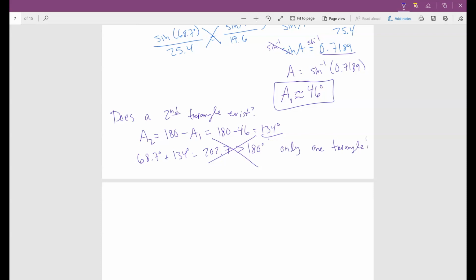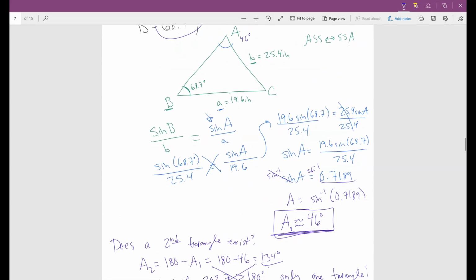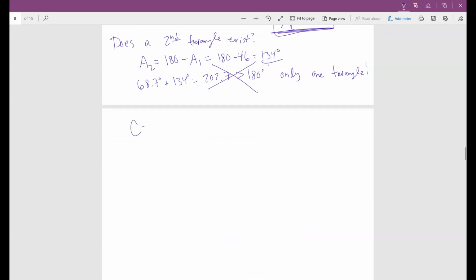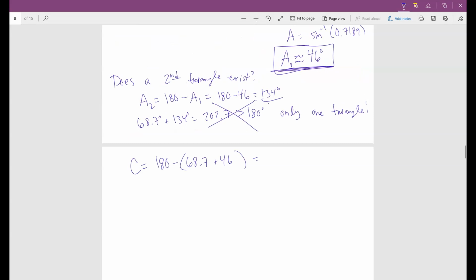Okay, so only one triangle is going to exist, which is going to be this one. Good. Now that I know that, this is going to be 46 degrees. All we have to figure out is what this angle C is. Angle C is going to be really easy because it's just 180 minus the sum of the other two angles, which is 68.7 plus 46. So 180 minus (68.7 plus 46) gives me 65.3 degrees.